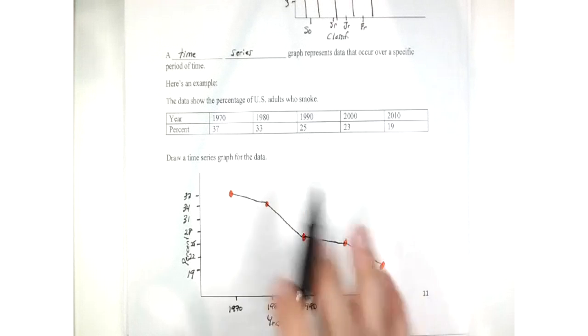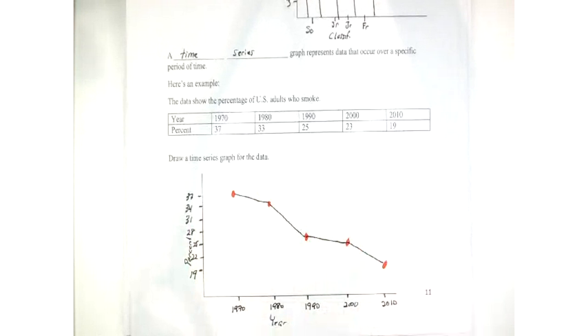And how much has it gone down by? So it's 37 minus 19. So it's gone down by 18% in the last 40 years. So, know how to read that. I could put that on an exam. So does that make sense?